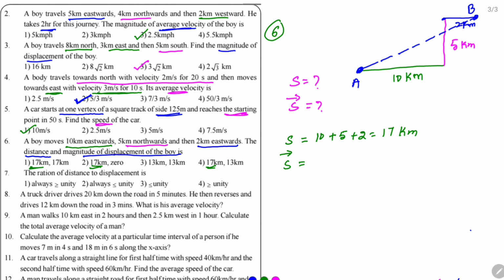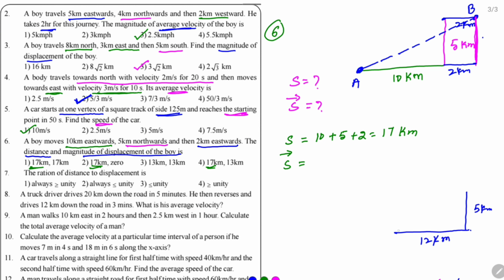To do that, let me draw a perpendicular from point B. Join this with this one. You know that this is 2 km and this is 5 km, which means you will get a new triangle with this measurement, which is 12 km and 5 km.